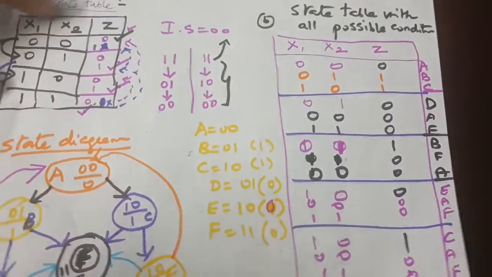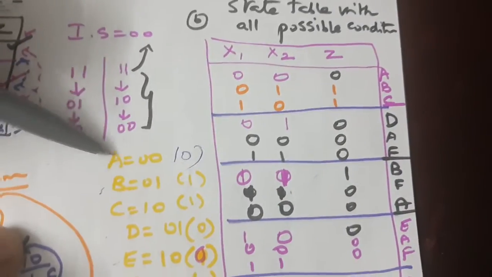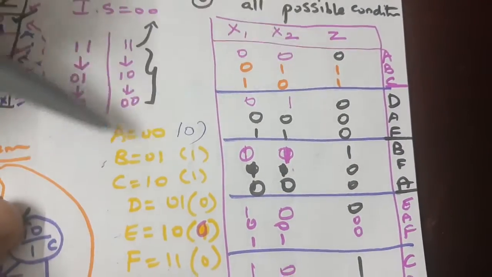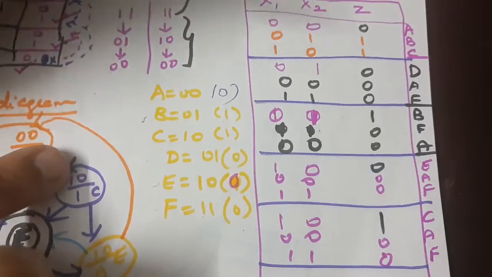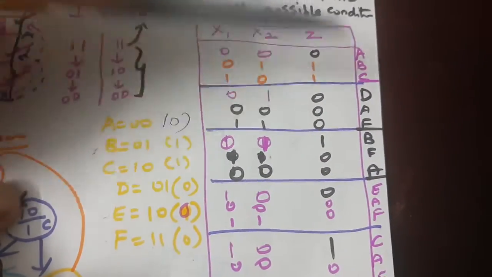So what is 0 0? 0 0 is A. You can find out from this table. See, 0 0 is A. What is 0 1 1? B. What is 1 0 1? 1 0 1 is C. Therefore I have written A B C.